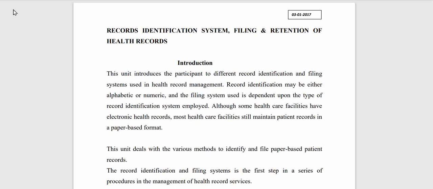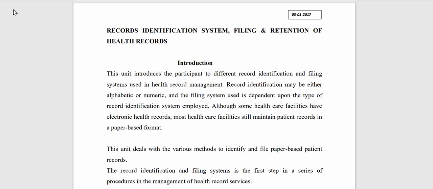On the other hand, if you file them numerically, you will be able to locate them only if you follow numerical filing procedures. So filing and identification go hand in hand. The filing system used in the facility depends on the identification system of the records being employed. Like I said before, if the identification system employed is alphabetic, that means your filing must also follow the same procedures.